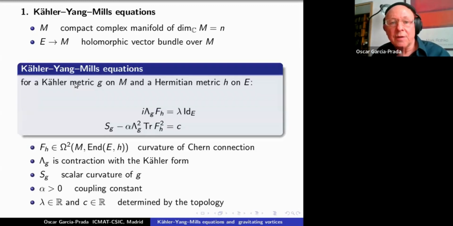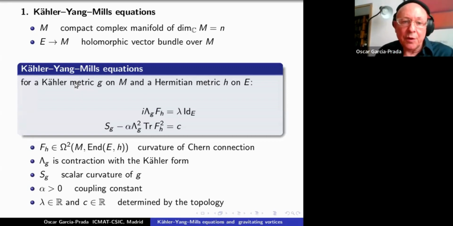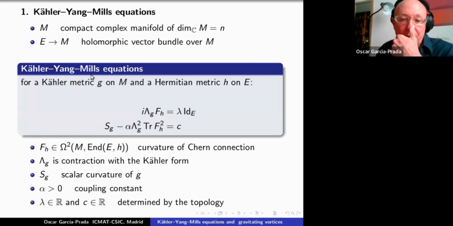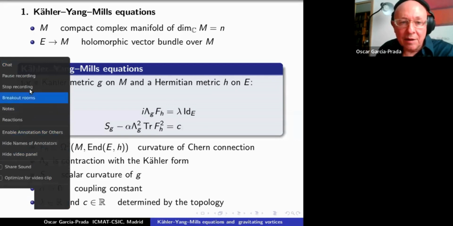And so here are the equations. These are equations, as I said, for a Kähler metric g on M and a Hermitian metric h on the vector bundle. The first equation is, of course, the very familiar Hermitian-Yang-Mills, or Hermitian-Einstein equation, that we have been considering during this workshop.